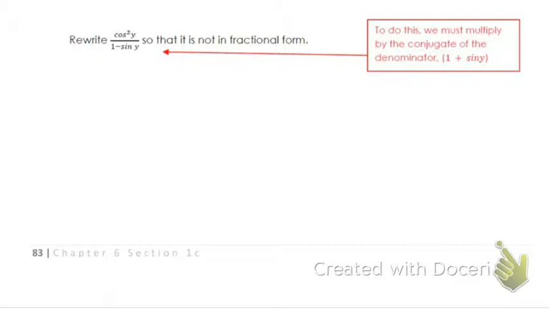Rewrite cosine squared over 1 minus sine y so that it's not in fraction form. To do this, we must multiply by the conjugate. So, another tip to simplifying things: if you have 1 minus or 1 plus sine or cosine in the denominator, not squared, this is a trick you can do to simplify, and that is multiplying by the conjugate.